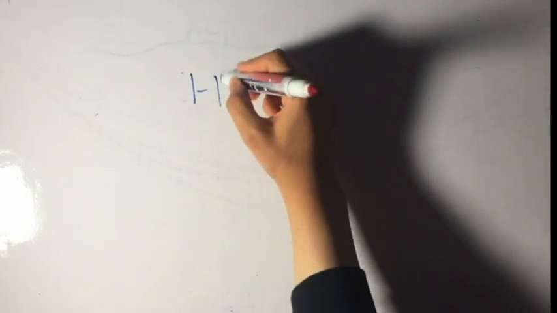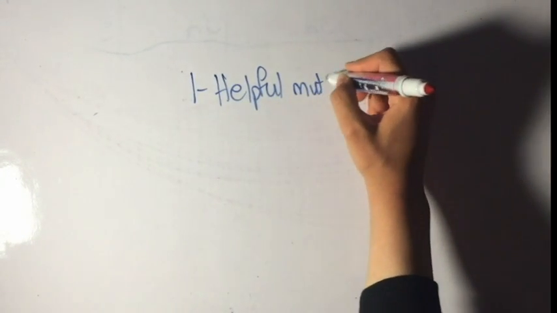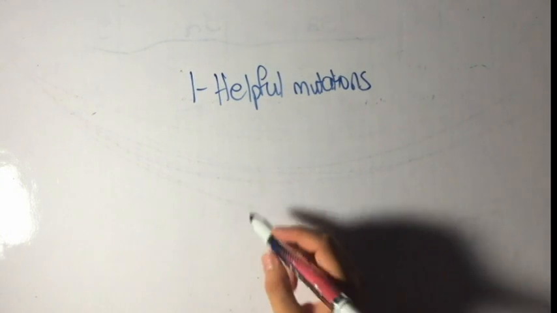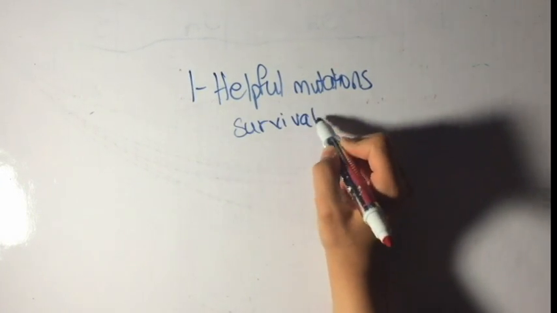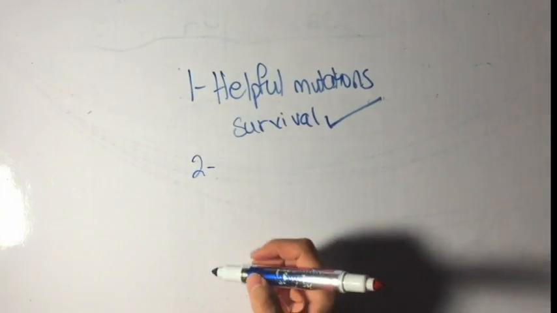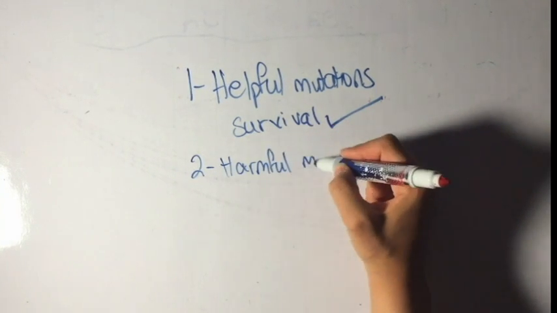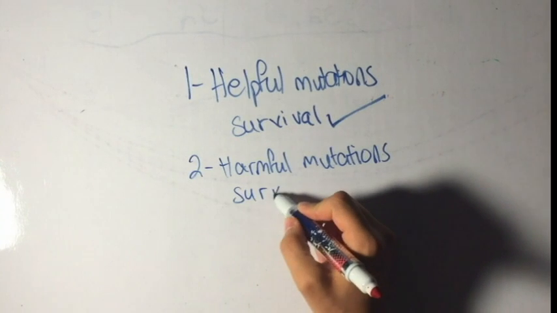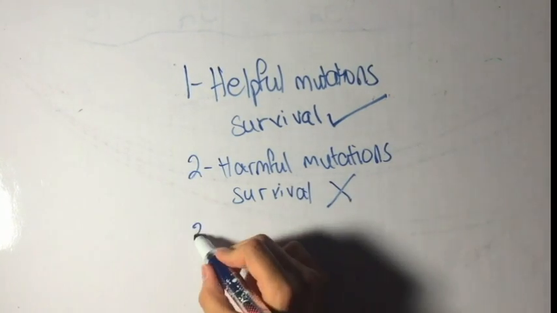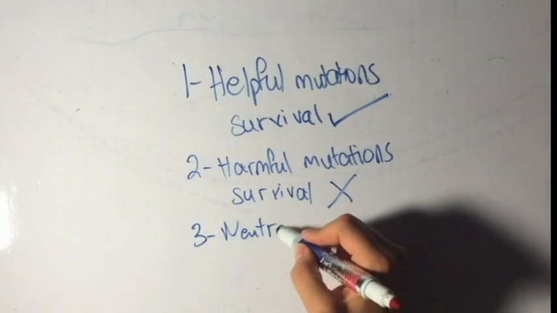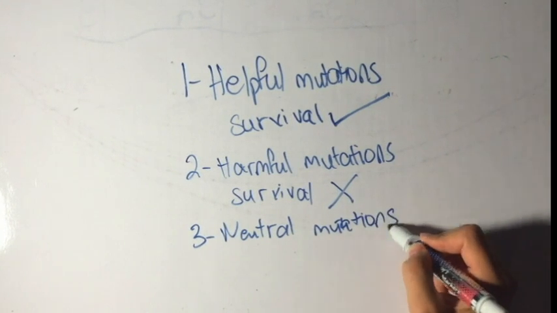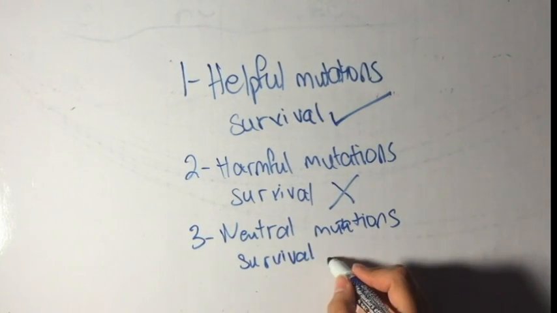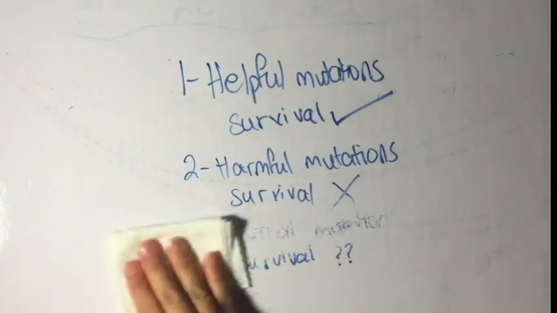There are many types of mutations that can be grouped according to their effects. Helpful mutations, in which they increase the survival of the organism. Second is the harmful mutations, in which they affect the organism by decreasing its chances of survival in the natural environment. And neutral mutations, in which they do not show any advantages or disadvantages for a person. So there's a neutral survival.